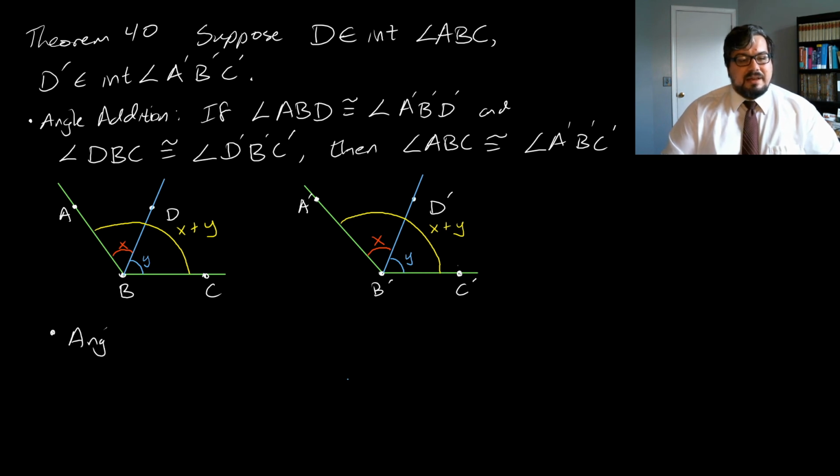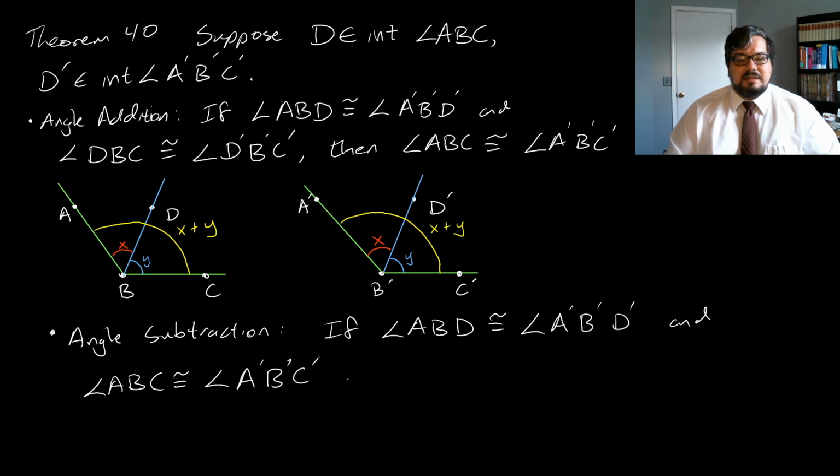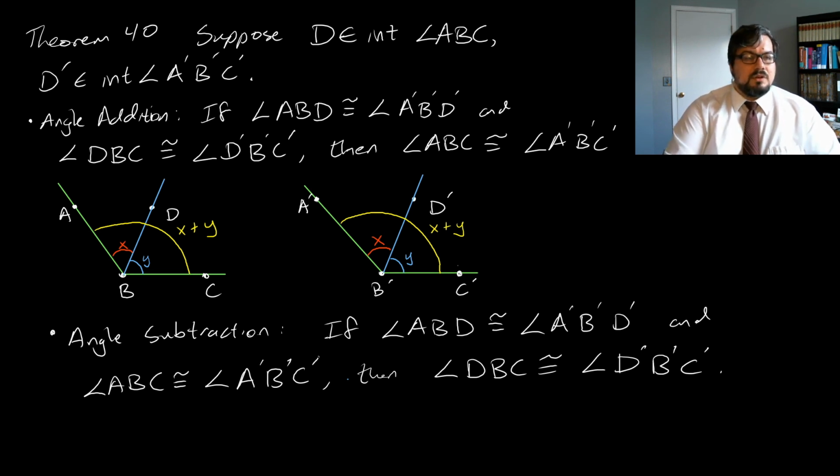And then we also have angle subtraction, which is similar but goes the other way. It says that if angle ABD is congruent to angle A prime B prime D prime, and angle ABC is congruent to angle A prime B prime C prime, then angle DBC is congruent to angle D prime B prime C prime. So let me adjust the figure that I had before to see how that's going to go.